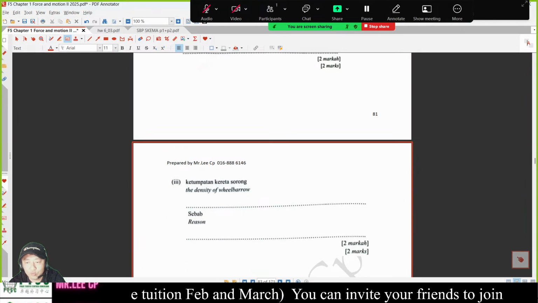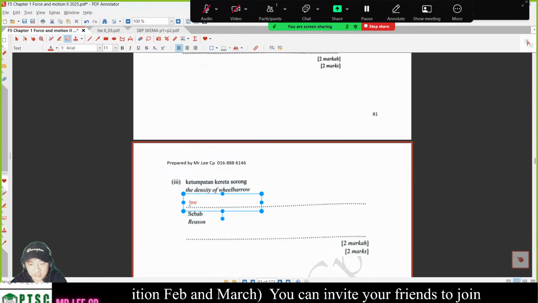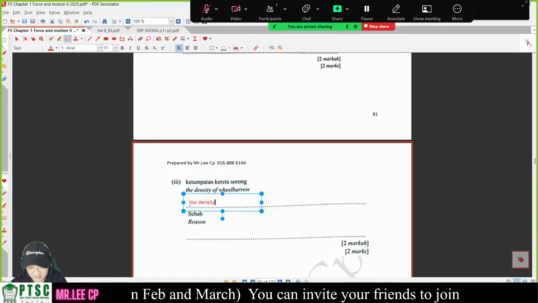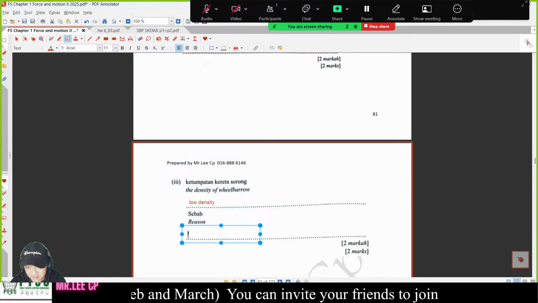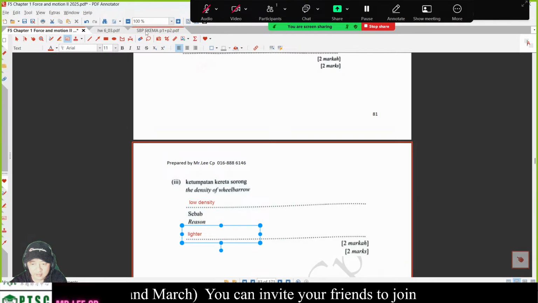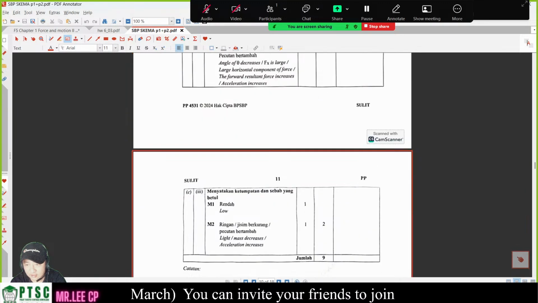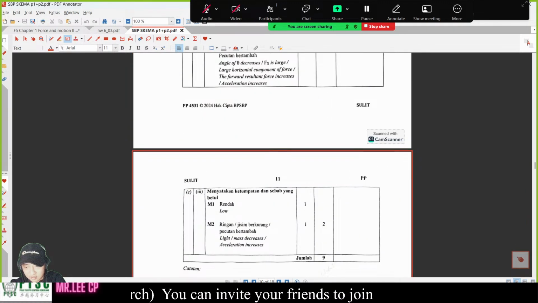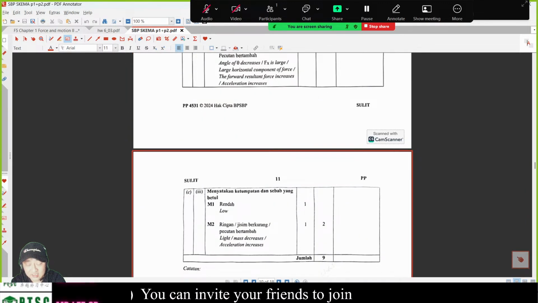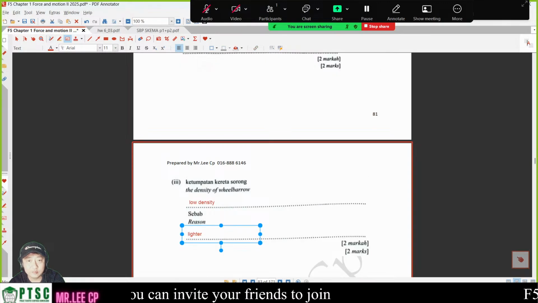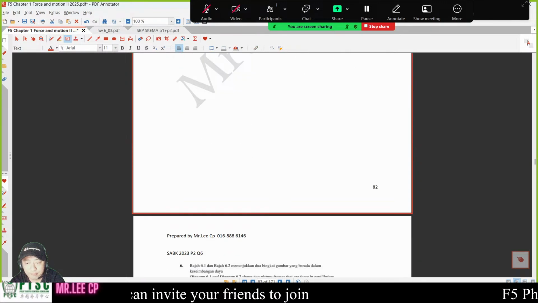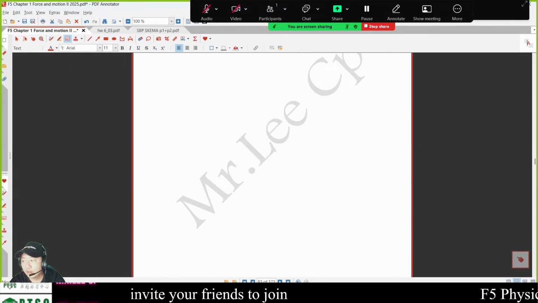Now density: low density, so that the mass decreases and acceleration increases. Up to you. Okay. Is that okay for you?